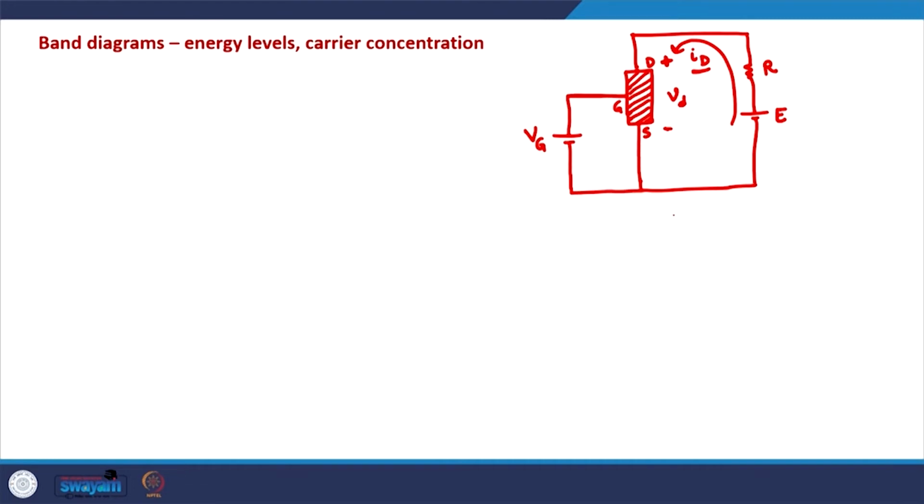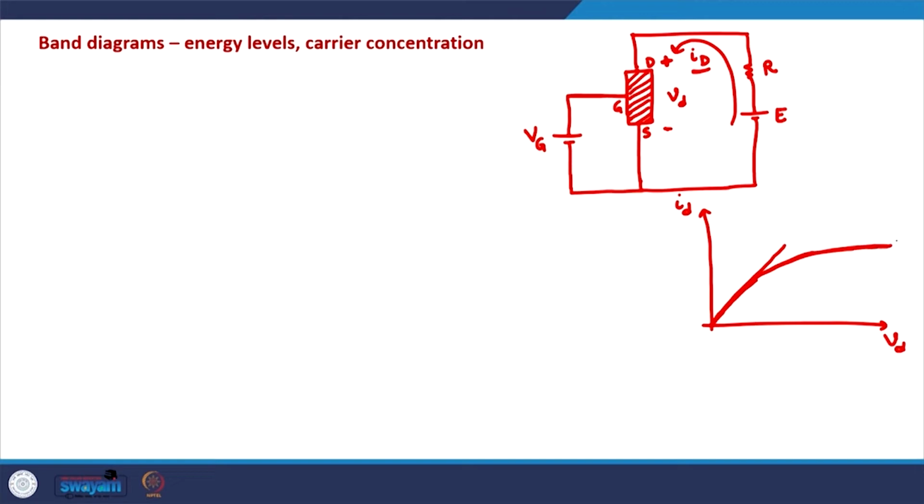Generally, the IV characteristics of the MOSFET is a nonlinear characteristic. So, typically the relationship between ID and VD, which is the voltage between the drain and source terminal, and the current from the drain to the source, this is how it looks like. This part is almost linear. Up to this point it is linear, and after that it starts saturating.